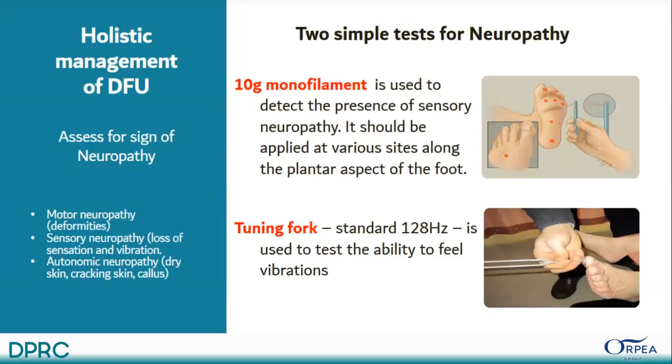Holistic management of diabetic foot ulcer. Two simple tests for neuropathy. The 10-gram monofilament is used to detect the presence of sensory neuropathy. It should be applied at various sites along the plantar aspects of the foot. The standard 128 Hz tuning fork is used to test the ability to feel the vibration.